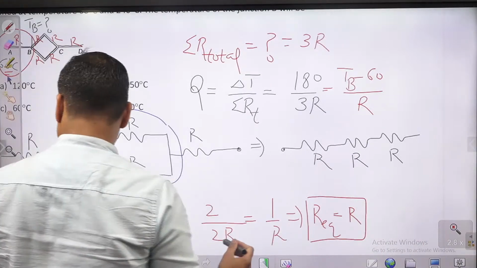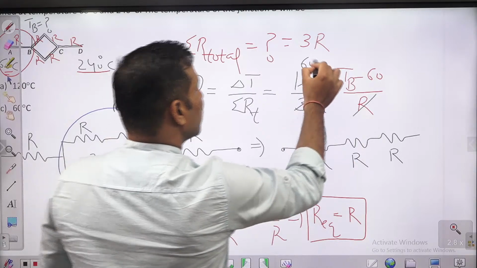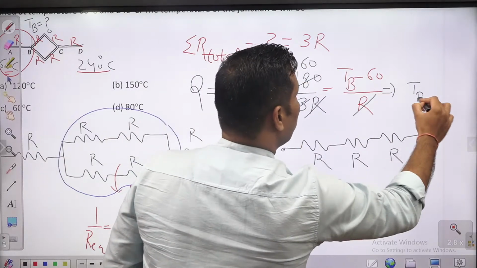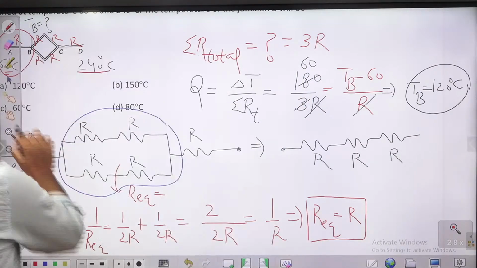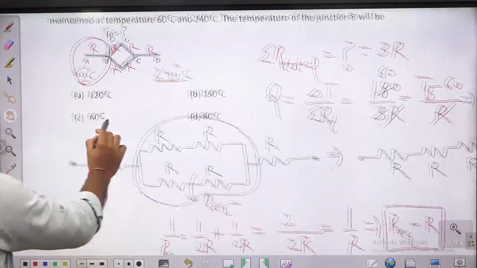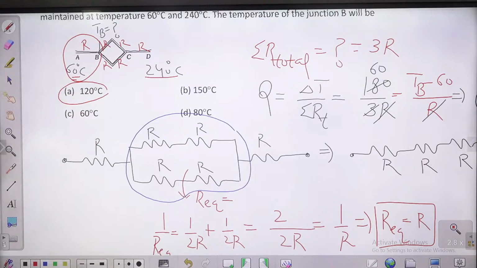Solving this, what will you get? This will cancel out, and this will be 60. So TB will come out 120. Very good question. TB will come out 120 degrees Celsius. So what will the answer be for this question? The answer will be option A, 120 degrees Celsius. Very good, Piyush Moli. A is the right answer for this question.